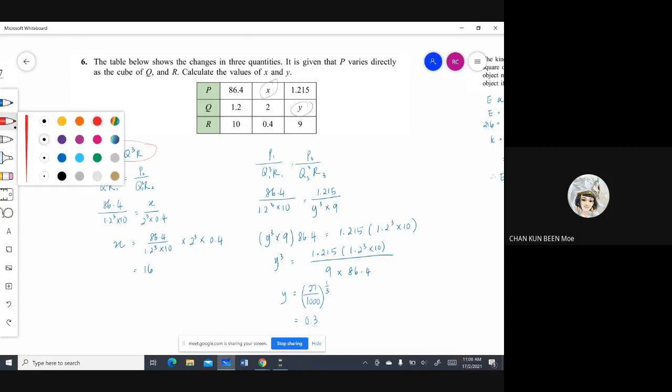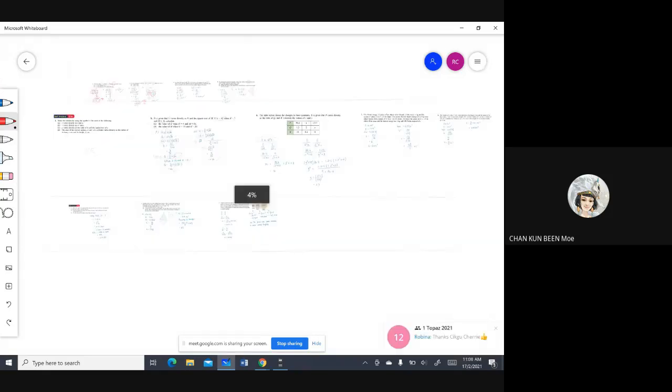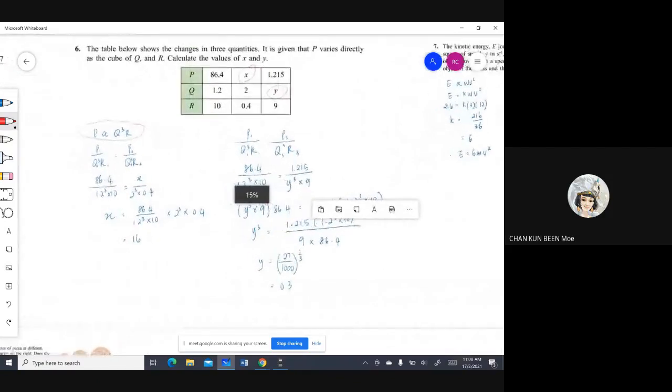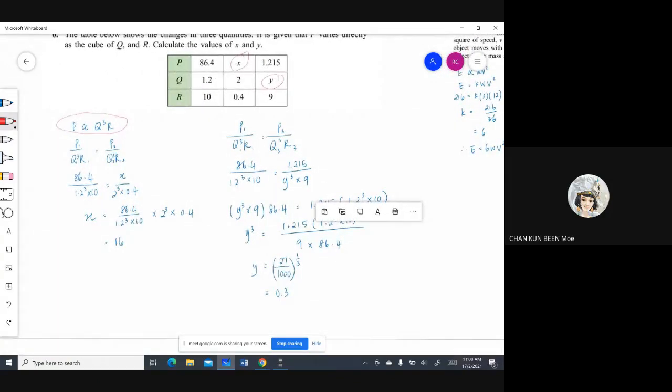So I use the proportional method over here to do this. So you can see from here, I substitute P1 over Q³R equal to P2 over Q³R. Why is it so? Because this part represents the constant. When I change this to the equation, it becomes P equal to KQ³R. So when I want to find the constant, it is equal to P over Q³R. Then I use this part as the proportional method to solve all of it.